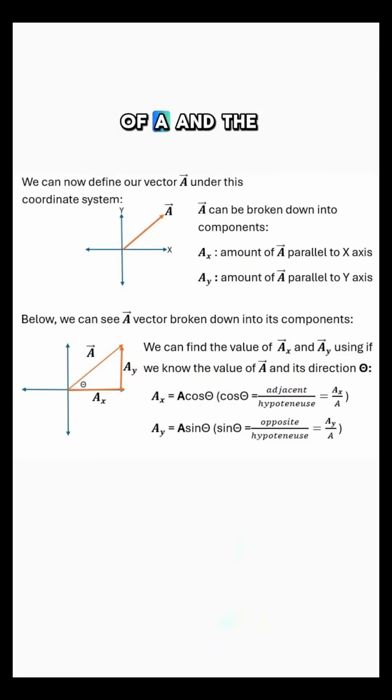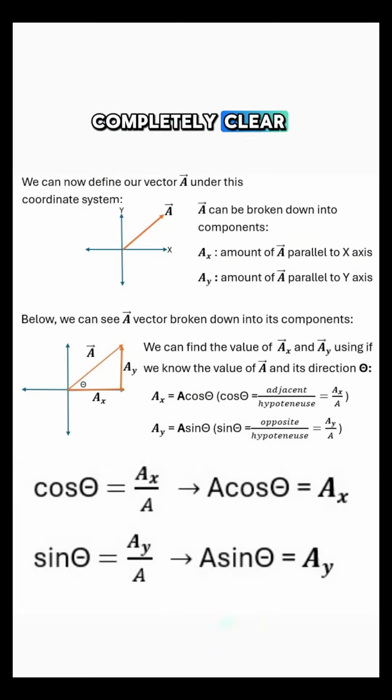With the magnitude of A and the angle theta, we can now find the values of AX and AY using trig identities. AX is equal to A cos theta, because cos theta is equal to adjacent over hypotenuse, which is AX over A. If we look at the diagram, the adjacent vector to theta is the AX vector, and the hypotenuse is obviously A. For AY, it would be equal to A sine theta, because sine theta is opposite over hypotenuse, and opposite to theta is the AY vector.